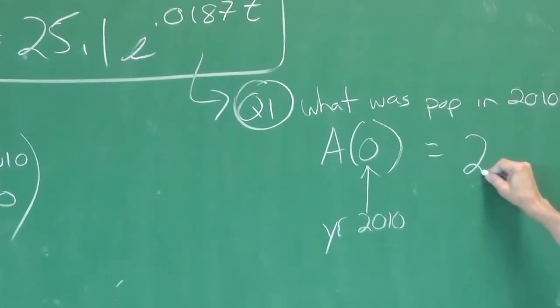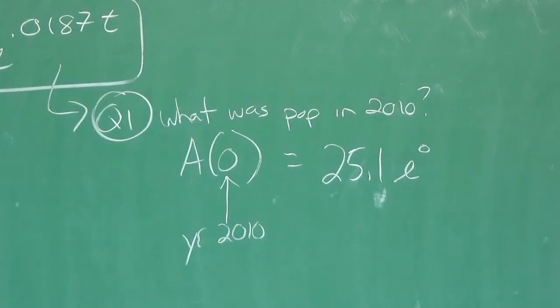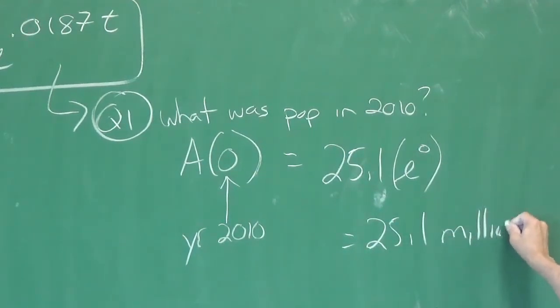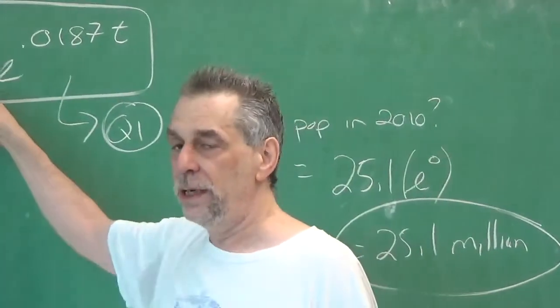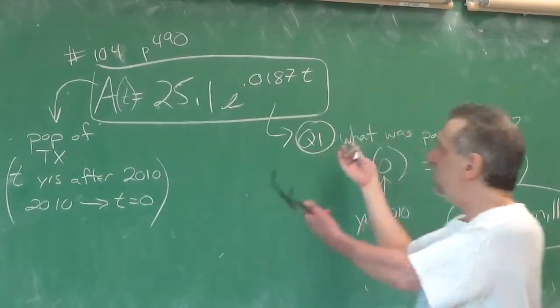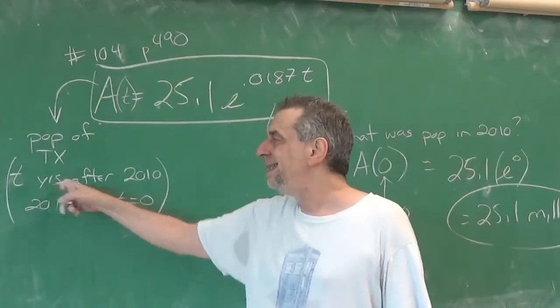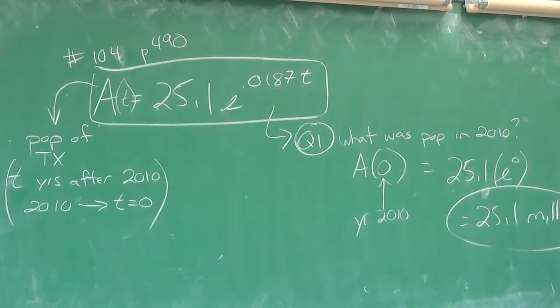is just going to be 25.1 times e to the 0. Right? Anything times 0 is going to be 0, and we know anything raised to a 0 is going to be just the number 1. So our answer is 25.1, and we remember that it's in millions. Right? So this is just evaluating an exponential function. We did that earlier. This is just, instead of just being given the function and asked to evaluate it for an input of 0, we're given a situation. It's the population of Texas T years after 2010. We're answering the question by evaluating the function.